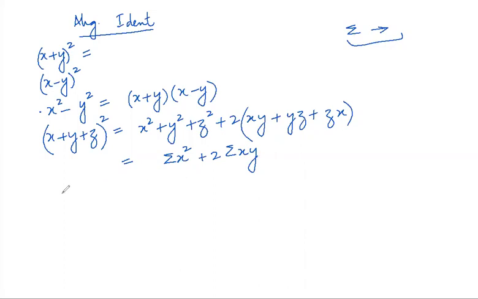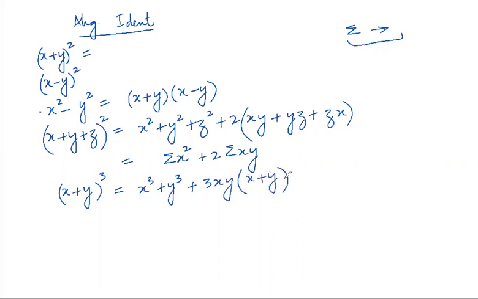Right? Similarly, students, we have the identity x plus y cube is equal to x cube plus y cube plus 3xy into x plus y. You watch the complete video and then you will know a bit more about factorization of polynomials using identities.